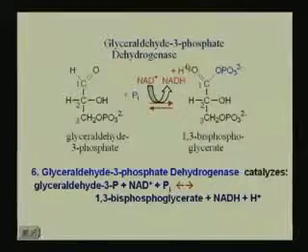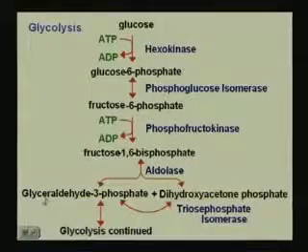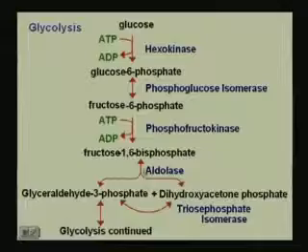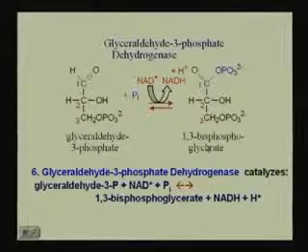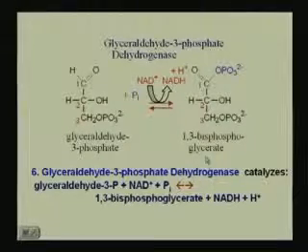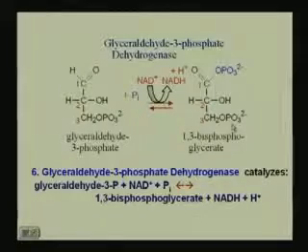Okay. So, this is our step number 6. If you remember, we reached glyceraldehyde-3-phosphate after the action of aldolase on fructose 1,6-bisphosphate. So, our next step is the formation of 1,3-bisphosphoglycerate from glyceraldehyde-3-phosphate. So, we are now adding a phosphate, but we have not used ATP in this step. We are using Pi. Okay.